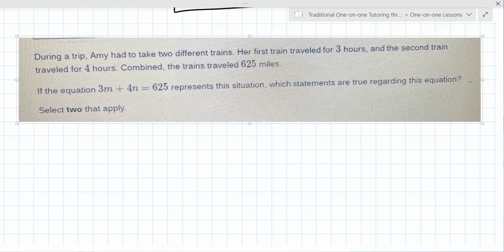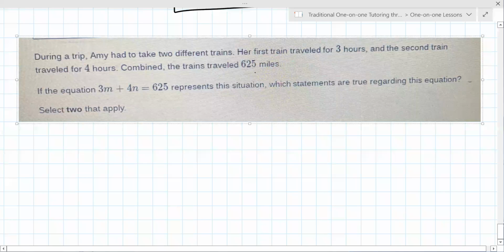All right, so during a trip, Amy had to take 2 different trains. Her first train traveled for 3 hours and the second train traveled for 4 hours. Combined, the trains traveled 625 miles. So then it goes on to say, if the equation 3m plus 4n equals 625 represents this situation, which statements are true regarding this equation?